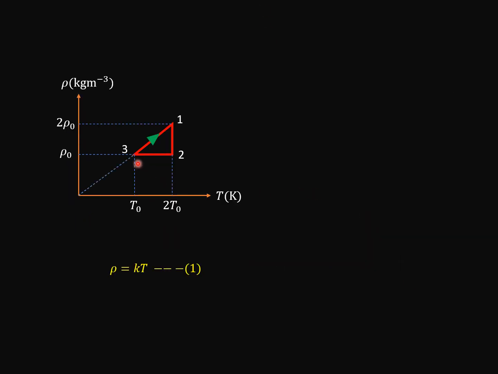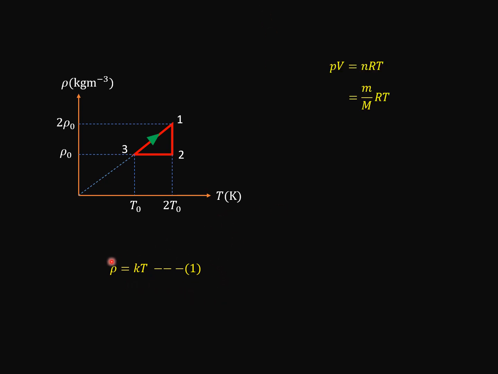For the gas now changing from state 3 to state 1, we notice that the graph connecting state 3 and state 1 passes through the origin of the graph of rho versus T. So we can write this graph mathematically as rho equal to KT. Comparing with y equal to mx plus c, K is the gradient of the graph, rho is the y-axis, and T is the x-axis. The intercept is equal to 0. So we write rho equal to KT. We name this equation number 1.